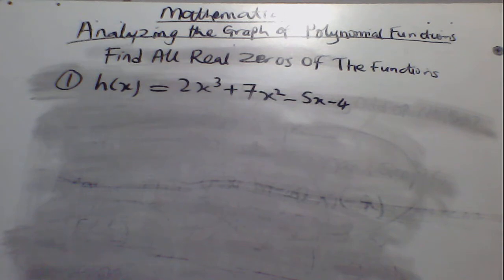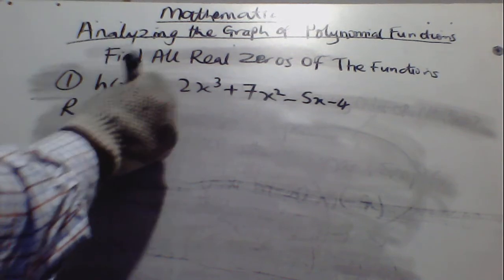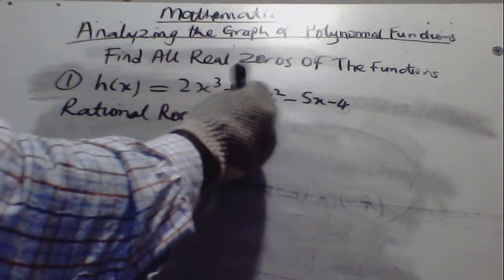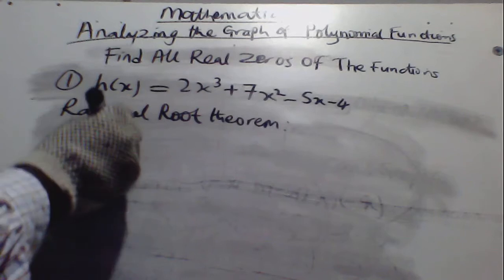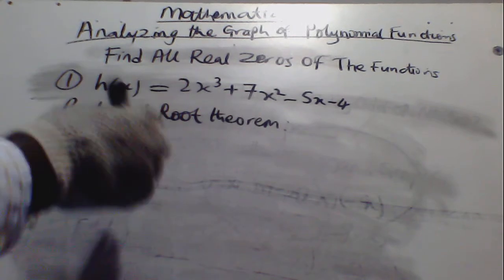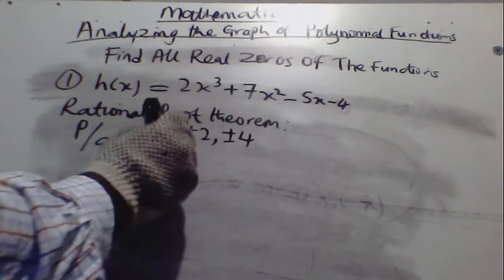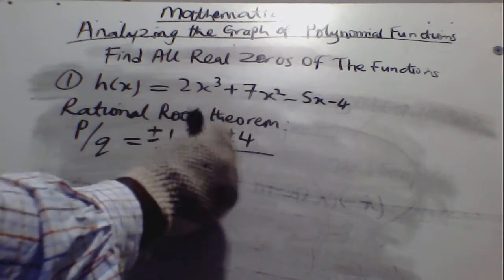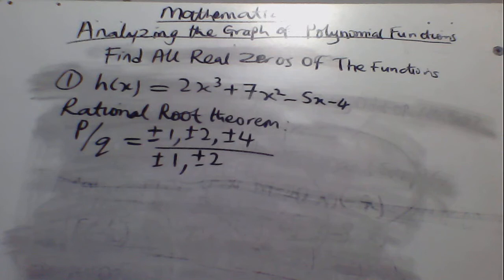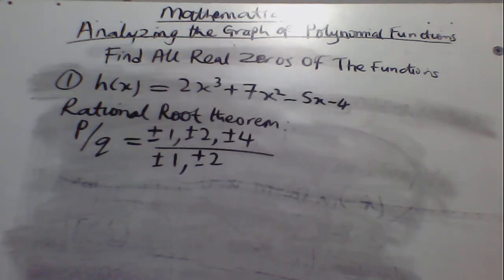So you can use the method of what? Rational root theorem, as we have done before, to find the p over q, the ratio of the constant and the leading coefficient. So the factors of p are plus or minus 1, plus or minus 2, plus or minus 4. And the factors of q are plus or minus 1, plus or minus 2. So, like I gave you in the past, you use the remainder factor theorem to check, because this is 4, this is 2. They have one factor in common.